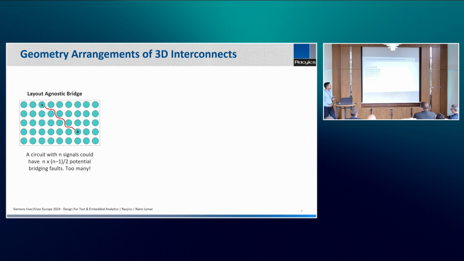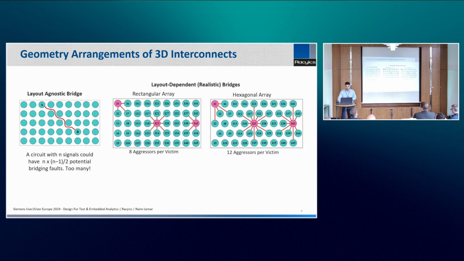For example, here, interconnect A and interconnect B. Logically, there will be no short between these two because they are located very far apart. But if we don't have the information and just model these faults, this will be the situation. And we will have n times (n minus 1) divided by 2 potential bridge faults, which is too many. So what we need is the layout information.